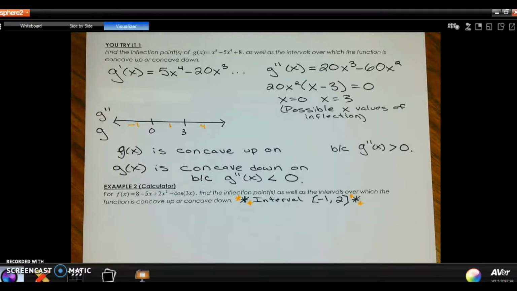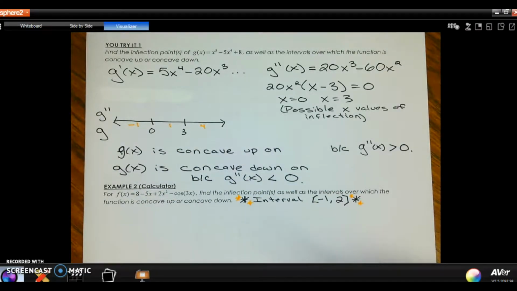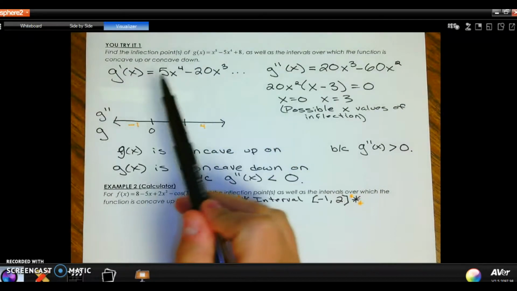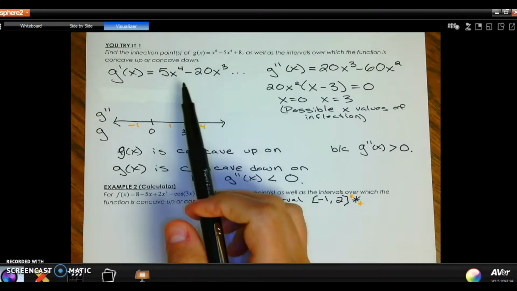Okay, this is a continuation of the Unit 3, Day 3 second derivative test. So I wanted to walk through this one with you. It says find the points of inflection of g of x, as well as the intervals over which the function is concave up or concave down. So this concave up or concave down is my clue that I want to use the second derivative test. So for the second derivative test, we obviously need to take the first derivative first. So I took that first derivative using just a power rule.